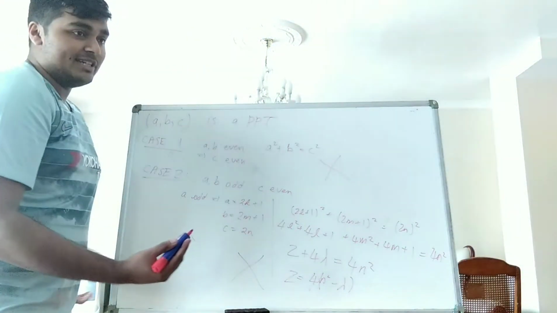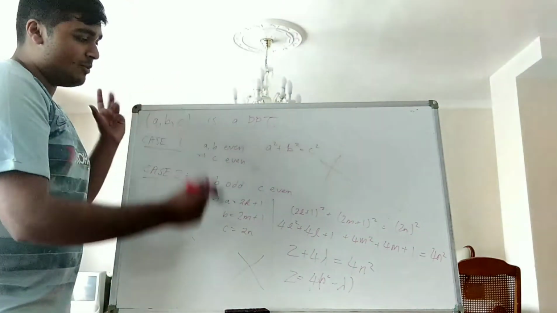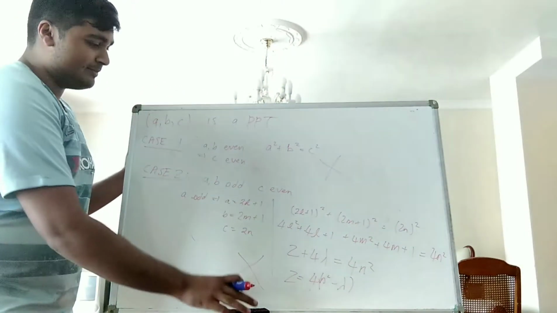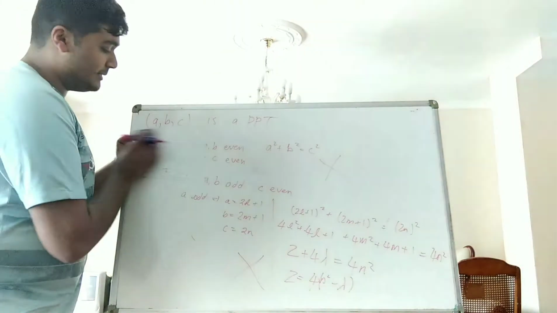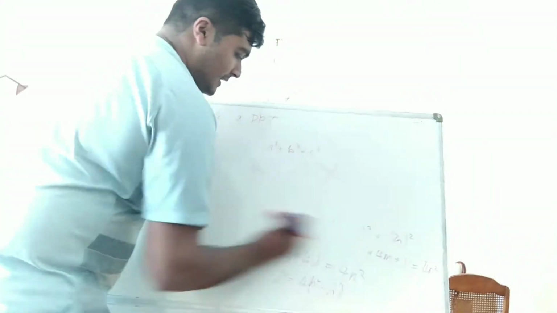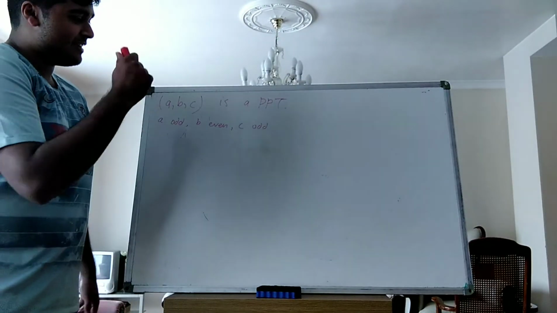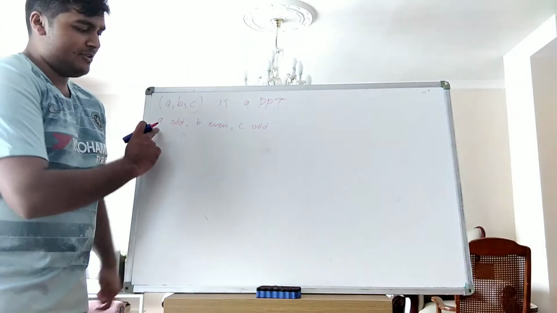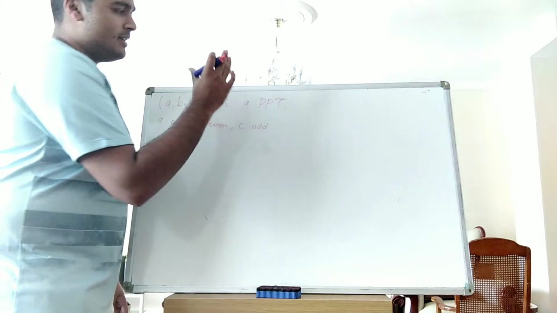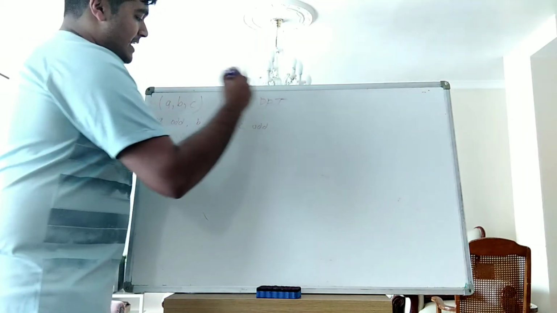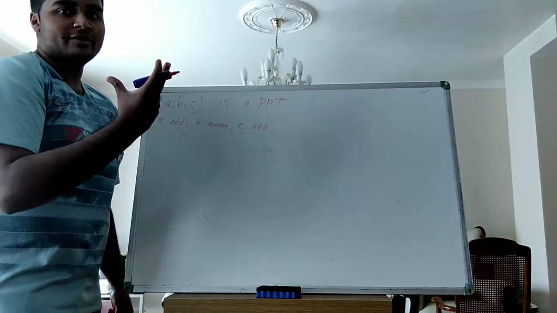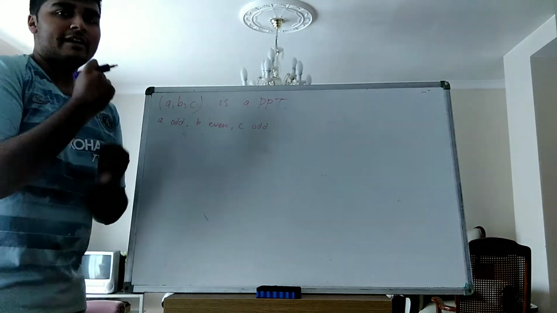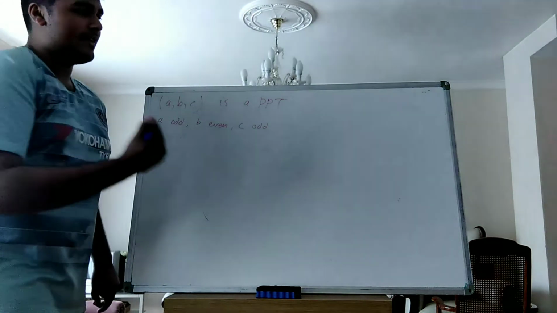So the only other option is that one of a and b is odd and the other one's even. Okay, so let's clean this up. Okay, so we have that one of a and b is odd and the other one is even. Okay, so I've written here a is odd, b is even, and c is odd. The reason I've written that is because if a, b, c is a Pythagorean triple, then so is b, a, c. I can swap the roles of a and b.